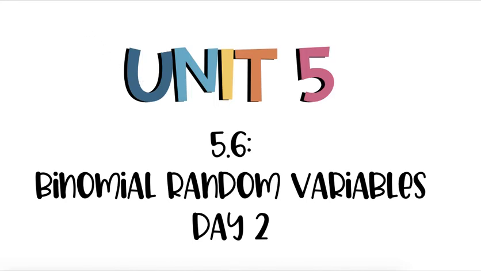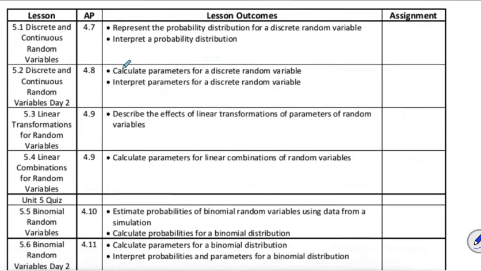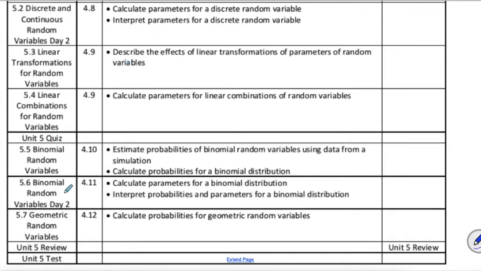All right, this is Unit 5, Section 5.6, continuing our idea on binomial random variables, Day 2. And so again, as we look at our schedule here, we're at binomials Day 2. We'll finish with geometric and then review and test after that.